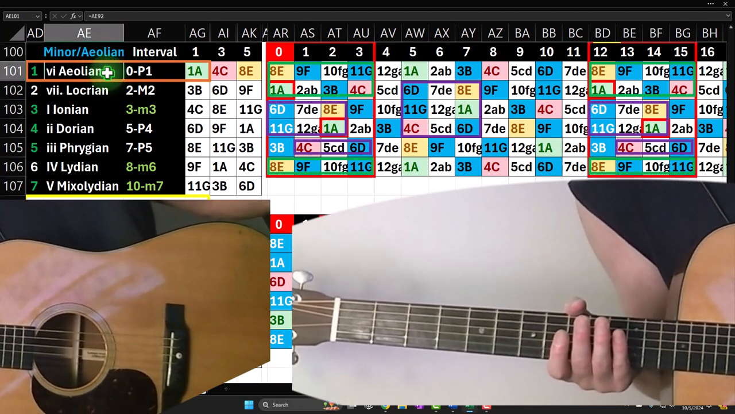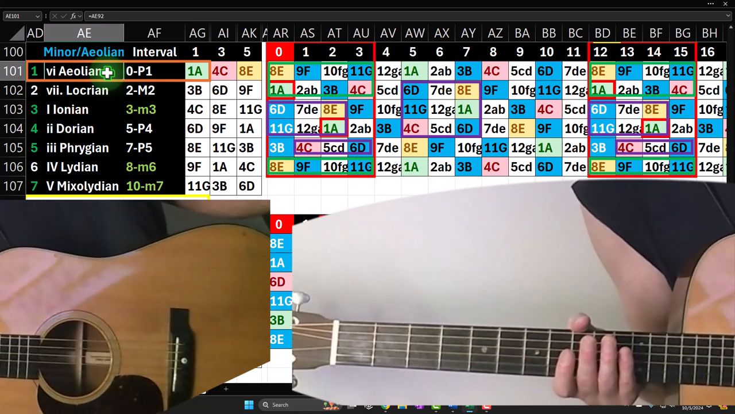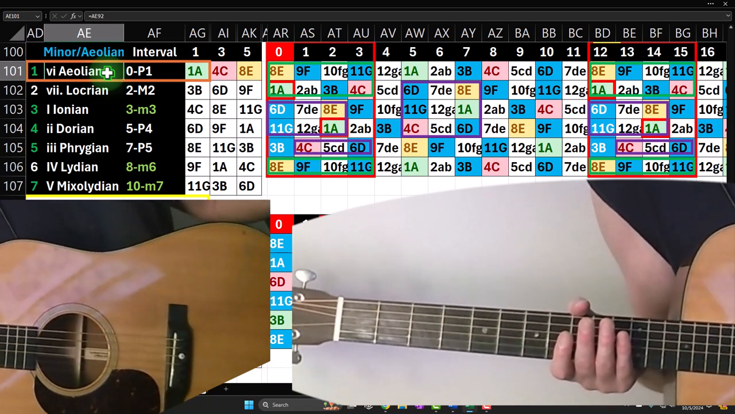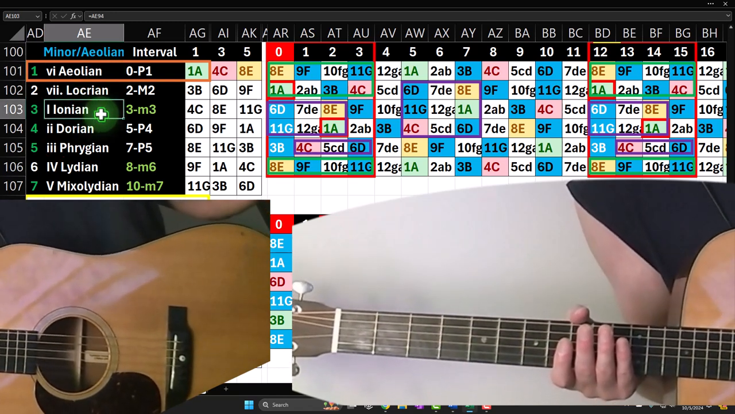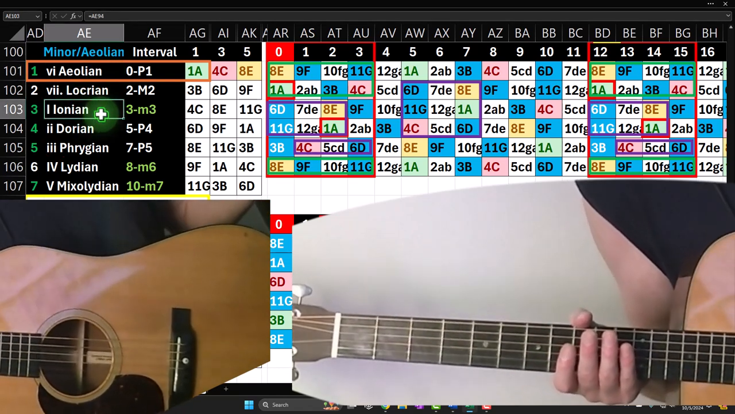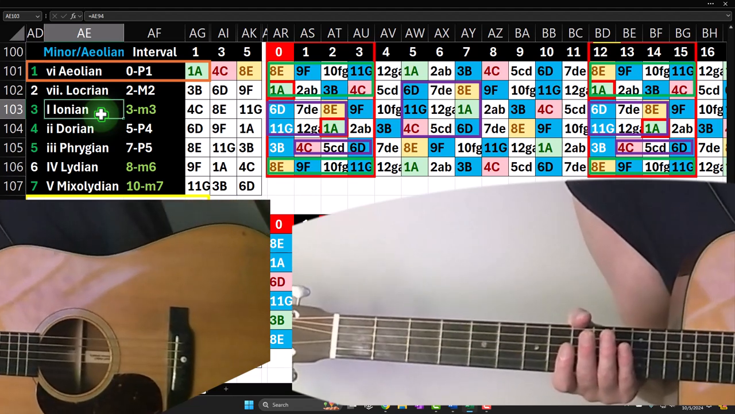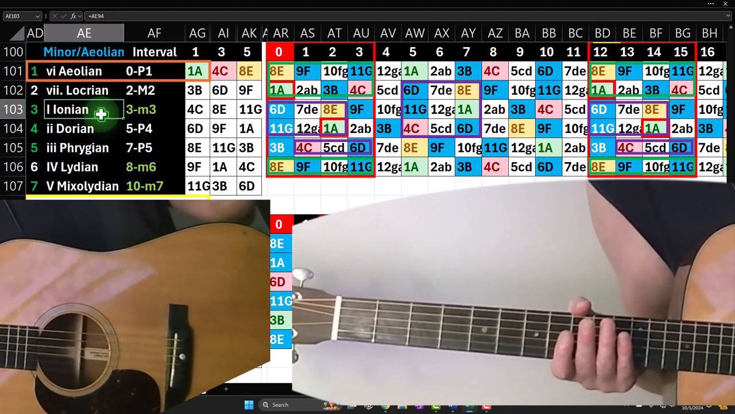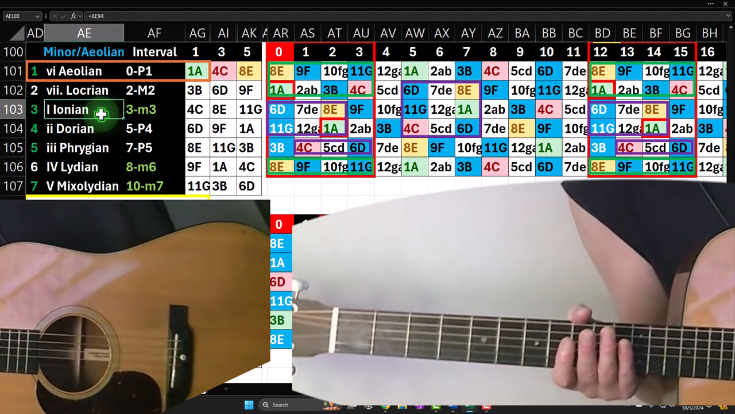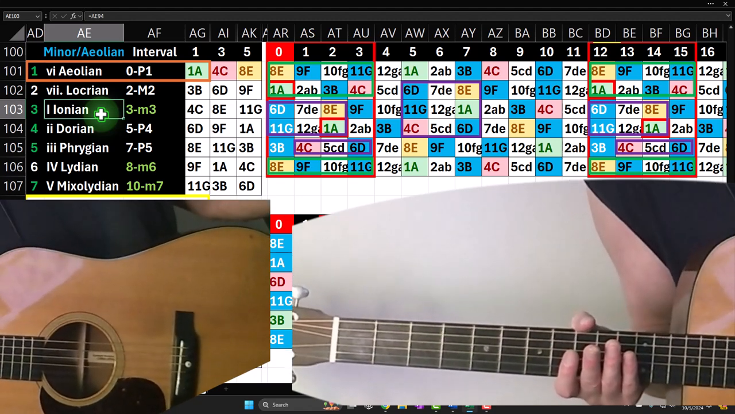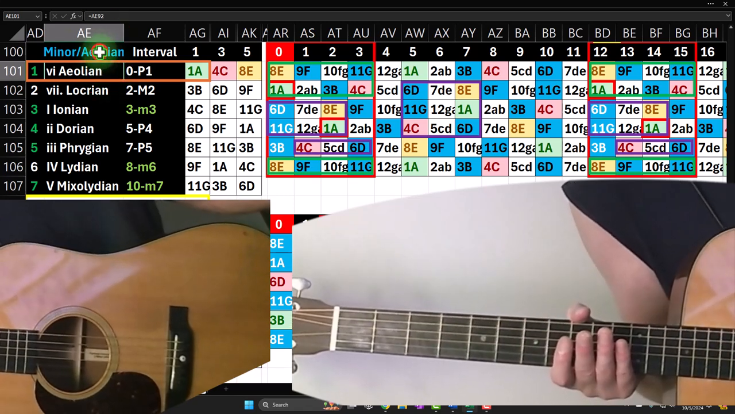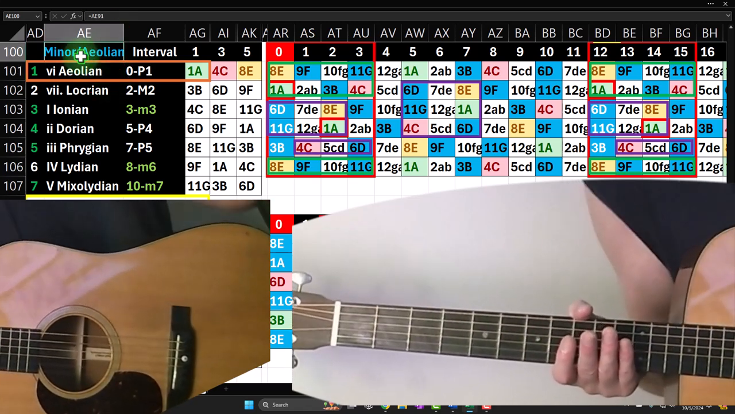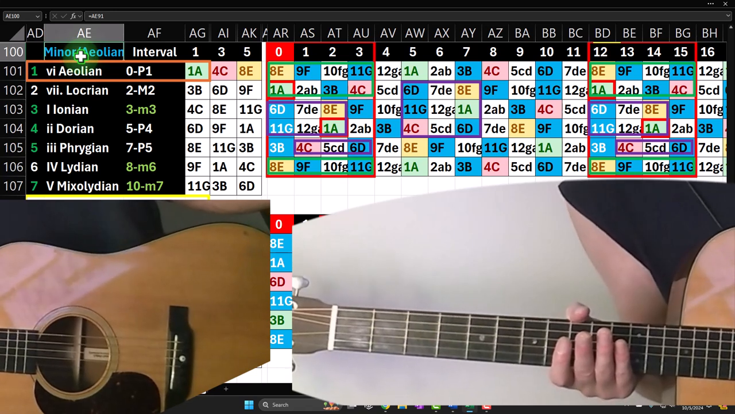Continuing on with what I would call shape number four, looking at what I would call mode number six, that being the Aeolian mode, remembering that I'm using an absolute mode numbering system based on the major scale, the major mode, the Ionian mode, as the first. So if the major scale or Ionian mode is the one, then the sixth mode of it would be the Aeolian mode or minor scale.